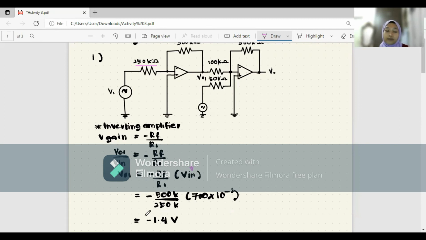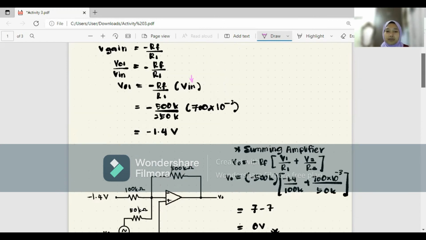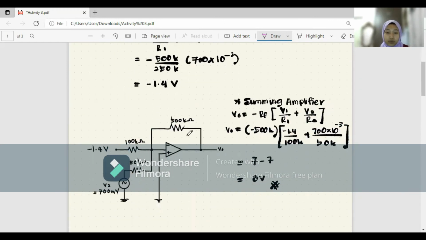Negative 1.4 volt is the output voltage for the first amplifier, which is the inverting amplifier, but this is not the total output voltage yet, because we have another part, which is the second amplifier. For the second amplifier, this is different from the previous one because this is a summing amplifier.